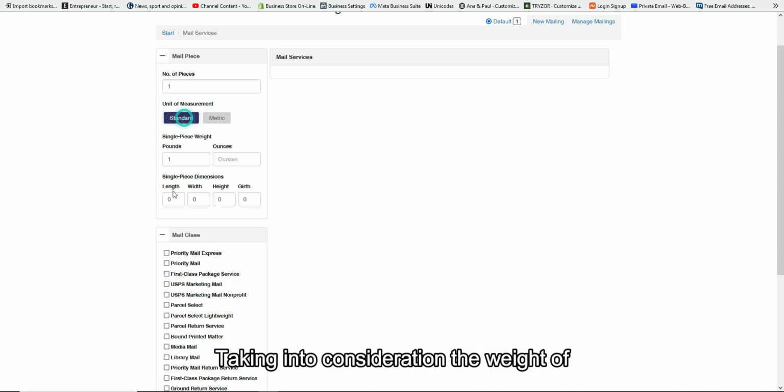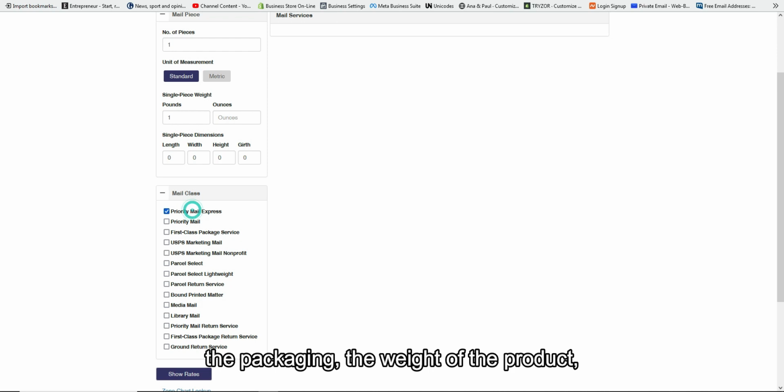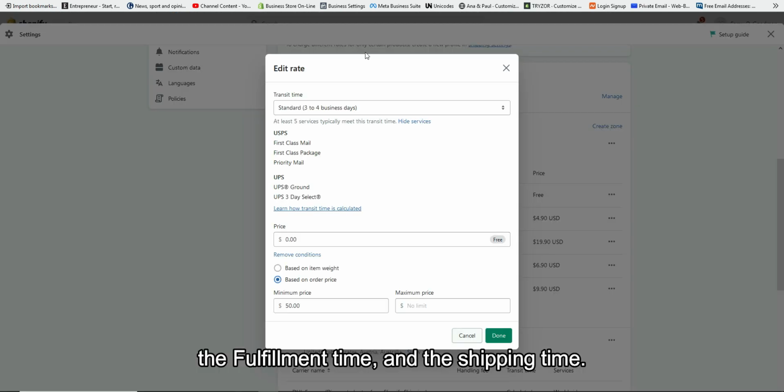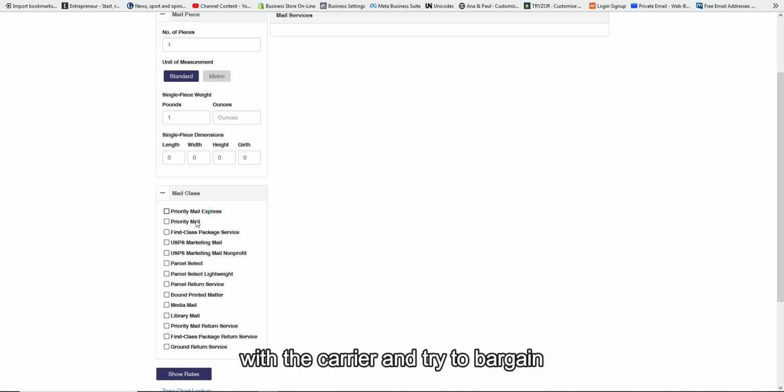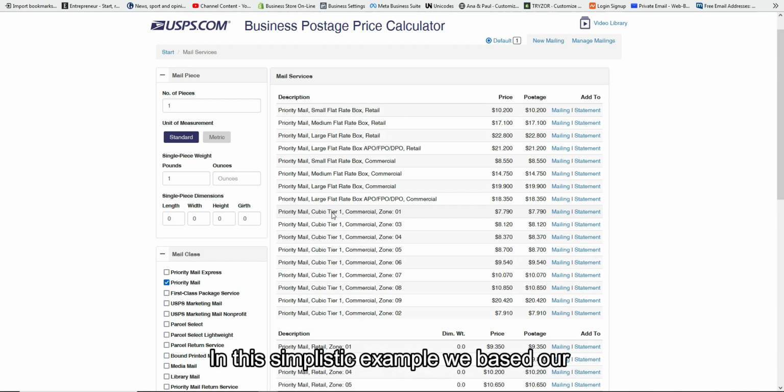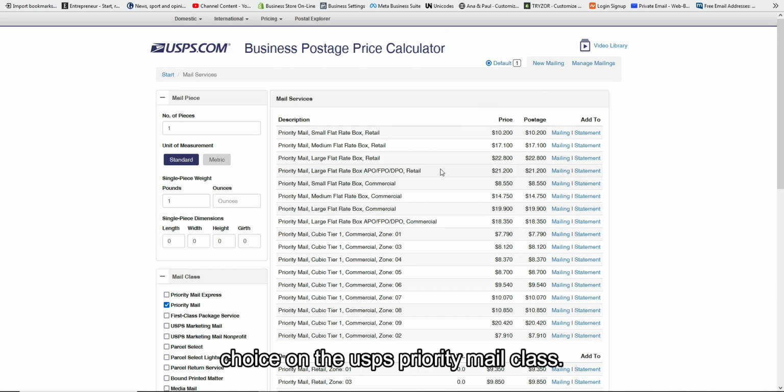Taking into consideration the weight of the packaging, the weight of the product, the fulfillment time, and the shipping time, it is imperative to know exactly how much it will cost to ship the product, and understand its variables. You could consult with the carrier and try to bargain if possible. In this simplistic example, we based our choice on the USPS priority mail class. Don't hesitate to display the shipping time at checkout to reassure your customer and provide a better shopping experience.